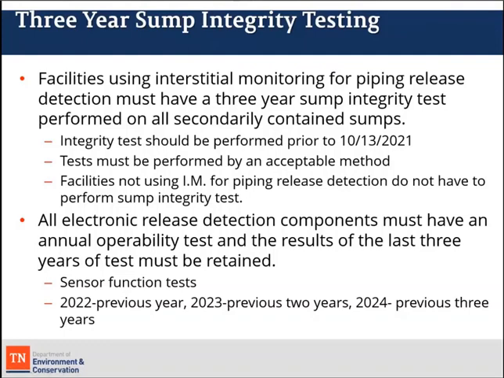Also, a new requirement is that all electronic release detection components must have an annual operability test, and the results of those tests must be retained for 3 years. So this includes sensor function tests, which we required before. Moving forward, owners and operators will be required to keep the previous 3 years of those tests. So, in 2024, ideally that owner will have the previous 3 years of his sensor function tests.